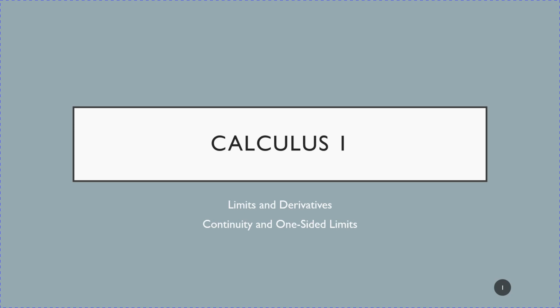One-sided limits is the next topic we're going to talk about. When we evaluated a limit, we looked at both sides: the limit as x approaches some value c, from both sides. One-sided limits just look at, obviously, just one side of the limit.